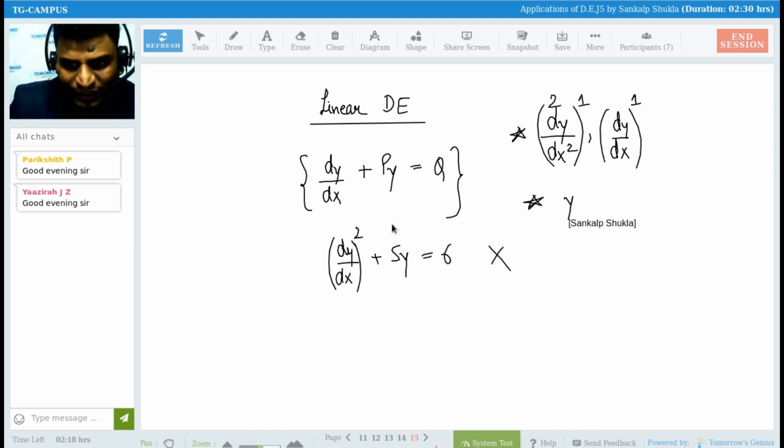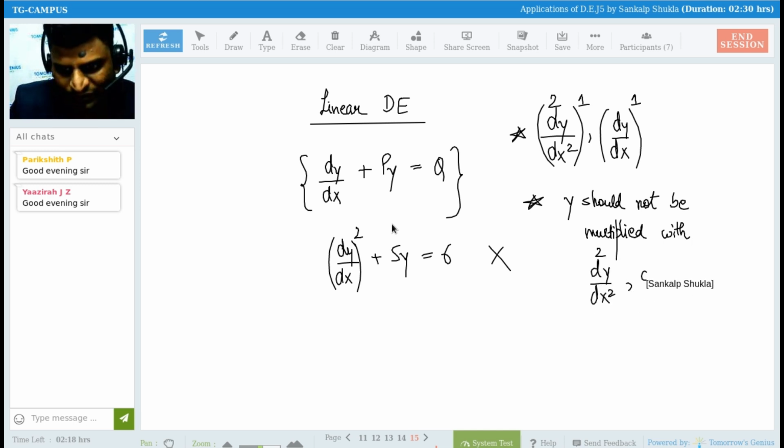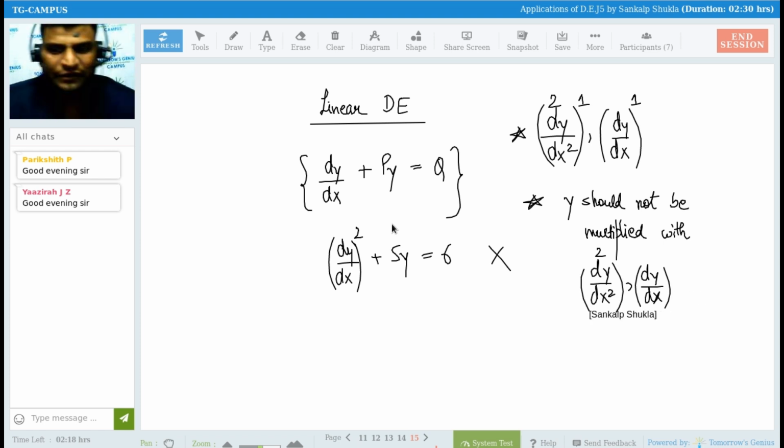And the second point is y should not be multiplied. Multiplied with whom? With d2y by dx2 or dy by dx. So if the term is free from any term of y, it can be considered as a linear differential equation.